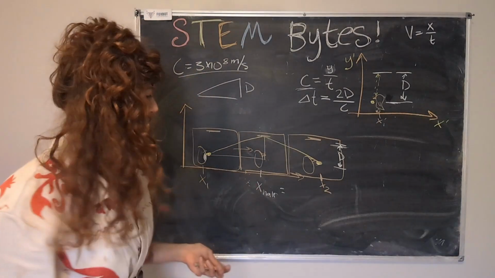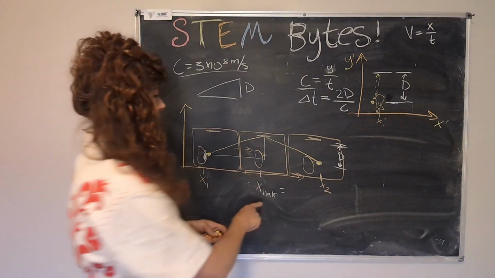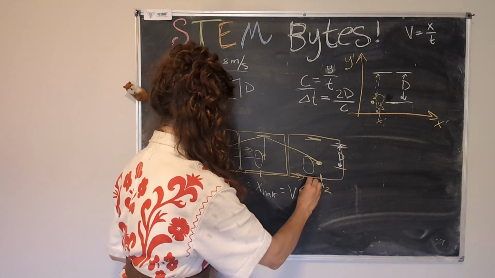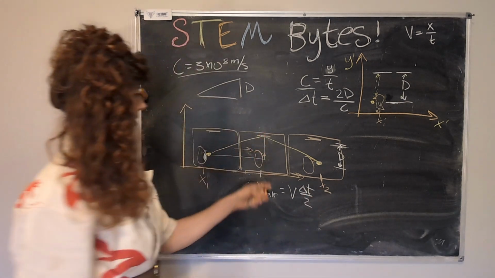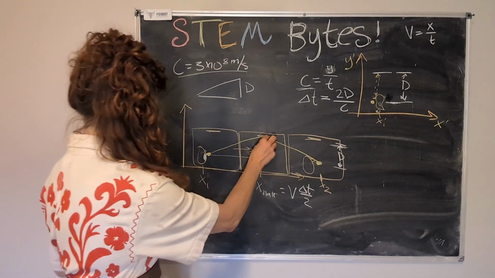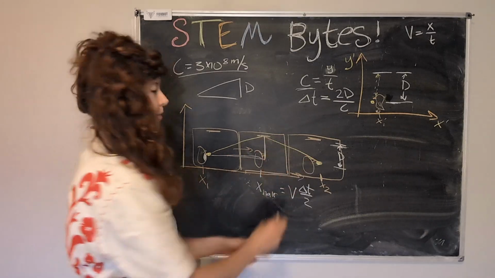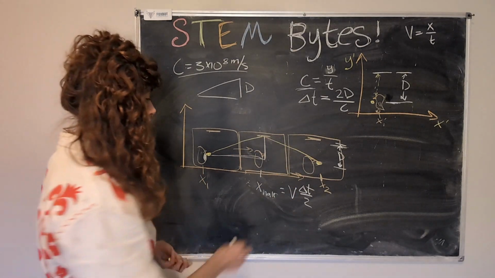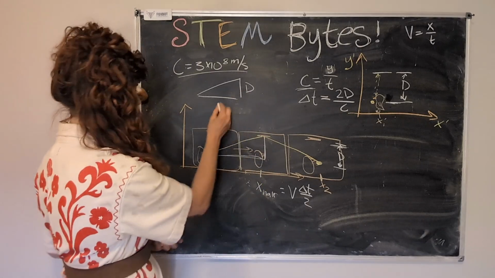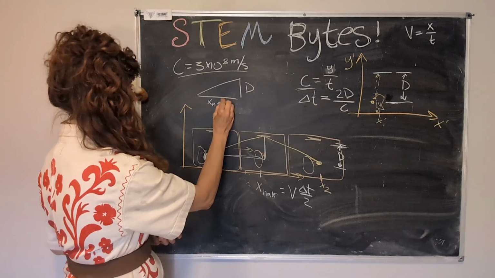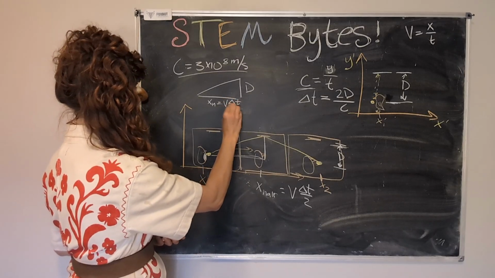Oh, I almost went out of frame. So x half is just going to be v times delta t over 2, because again, this is halfway. This is half of the path that the light has traveled, and this is the other half. And the triangles would be the same. So this would be x half, which equals v delta t over 2.